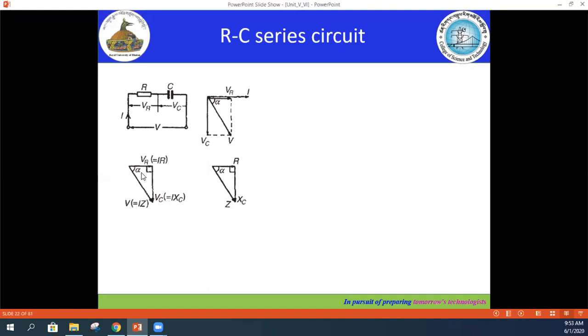You can also determine this phasor difference, represented here by alpha, using trigonometric ratios. And you can also determine the magnitude of the impedance Z using the Pythagoras theorem, and the phase difference alpha using the trigonometric ratio. If we apply the Pythagoras theorem in the voltage triangle, V is given by this expression, and tan alpha is given by VC by VR by the trigonometric ratio.